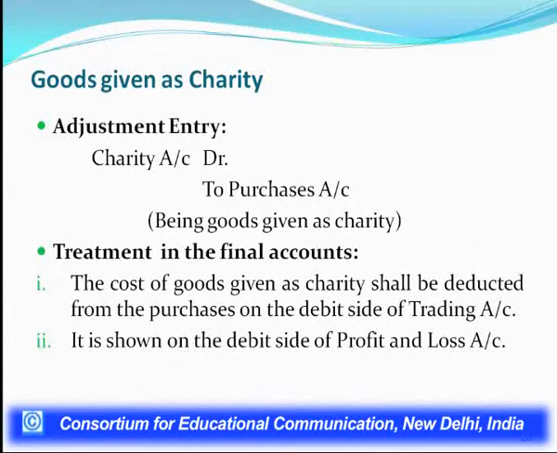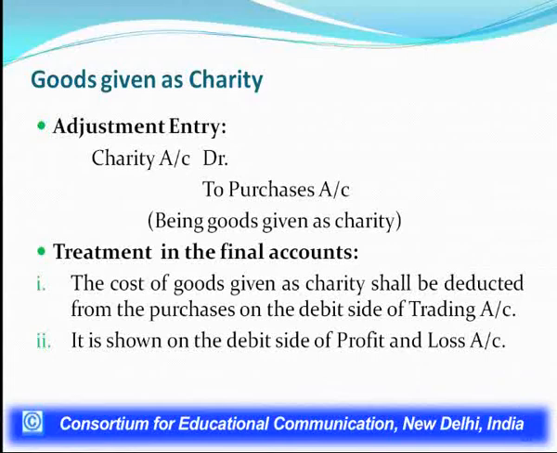Goods may also be given as charity in the business, and we know that many times there is some social organization or social event. Just like if you have a provisional store in a market and they are going to organize some religious event, they may come for some donation and you may give the goods as a charity or as a donation. So in that case, charity account debit, charity is also an expense for the business, so charity account debit to purchases account, because the goods for resale have been reduced.